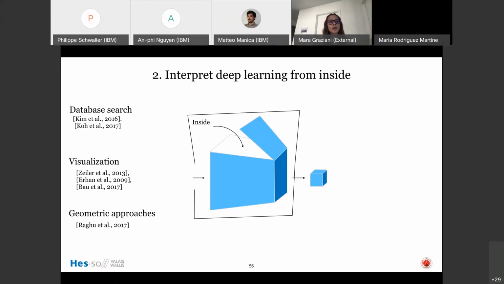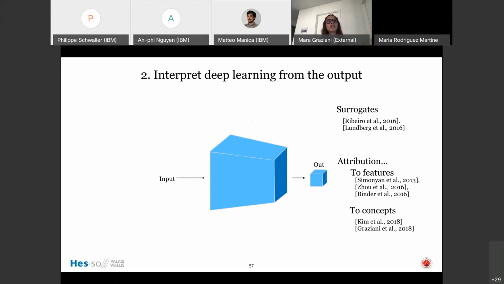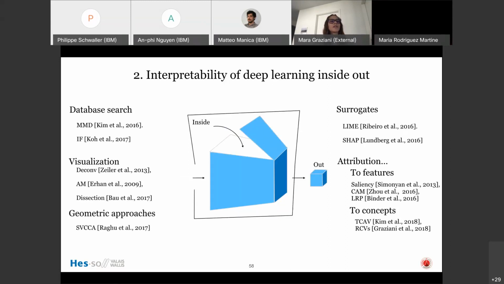Then we will look at image generation approaches, so visualization techniques. And finally, we will have a look at a different technique that has more of a geometric approach to analyze internal activations. We will then move from the inside to interpreting deep learning by looking at input-output correspondences. And examples of these techniques are surrogate models, and then the widely used attribution to features, and the more recent approach of attribution to concepts. And so here is just a sum up of the techniques in each cluster.